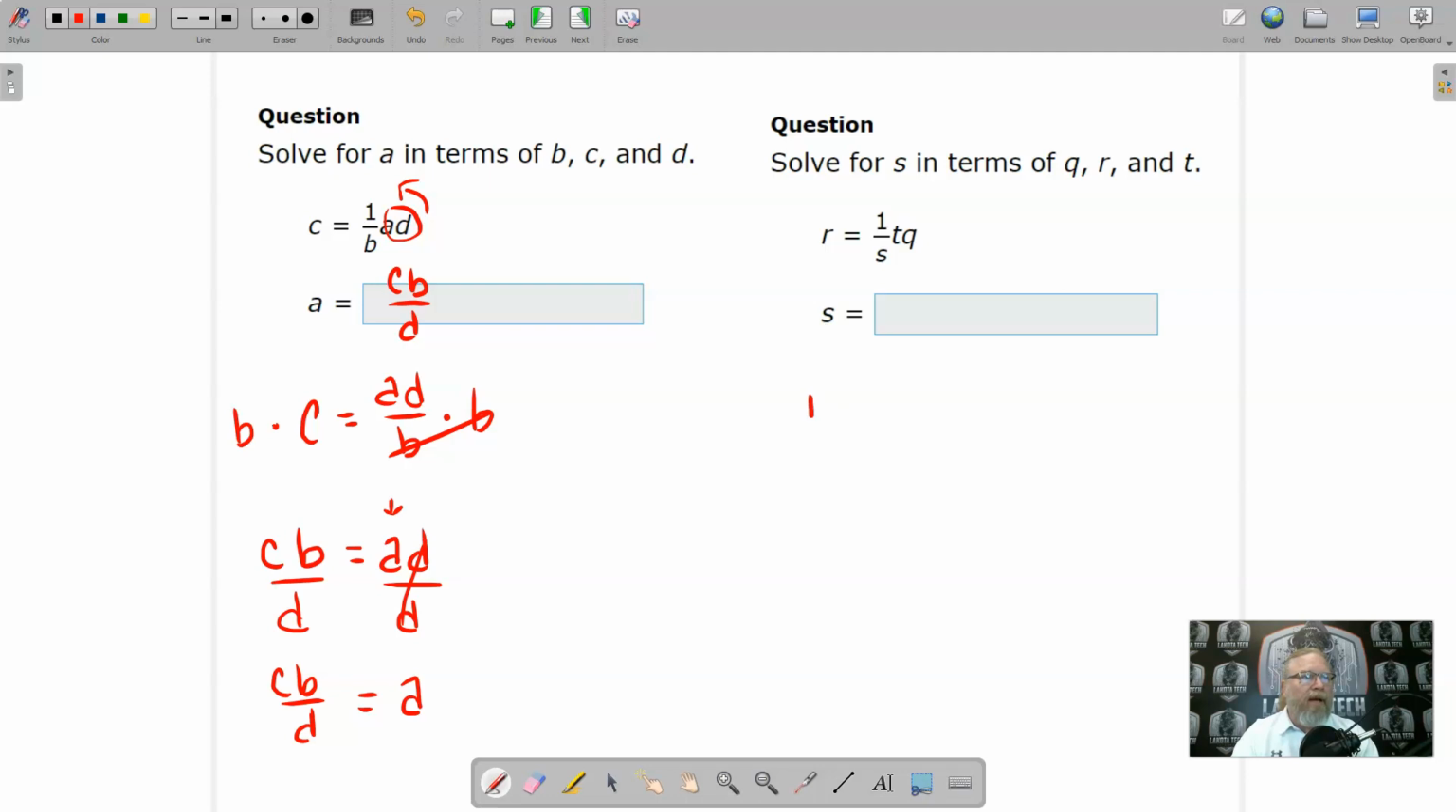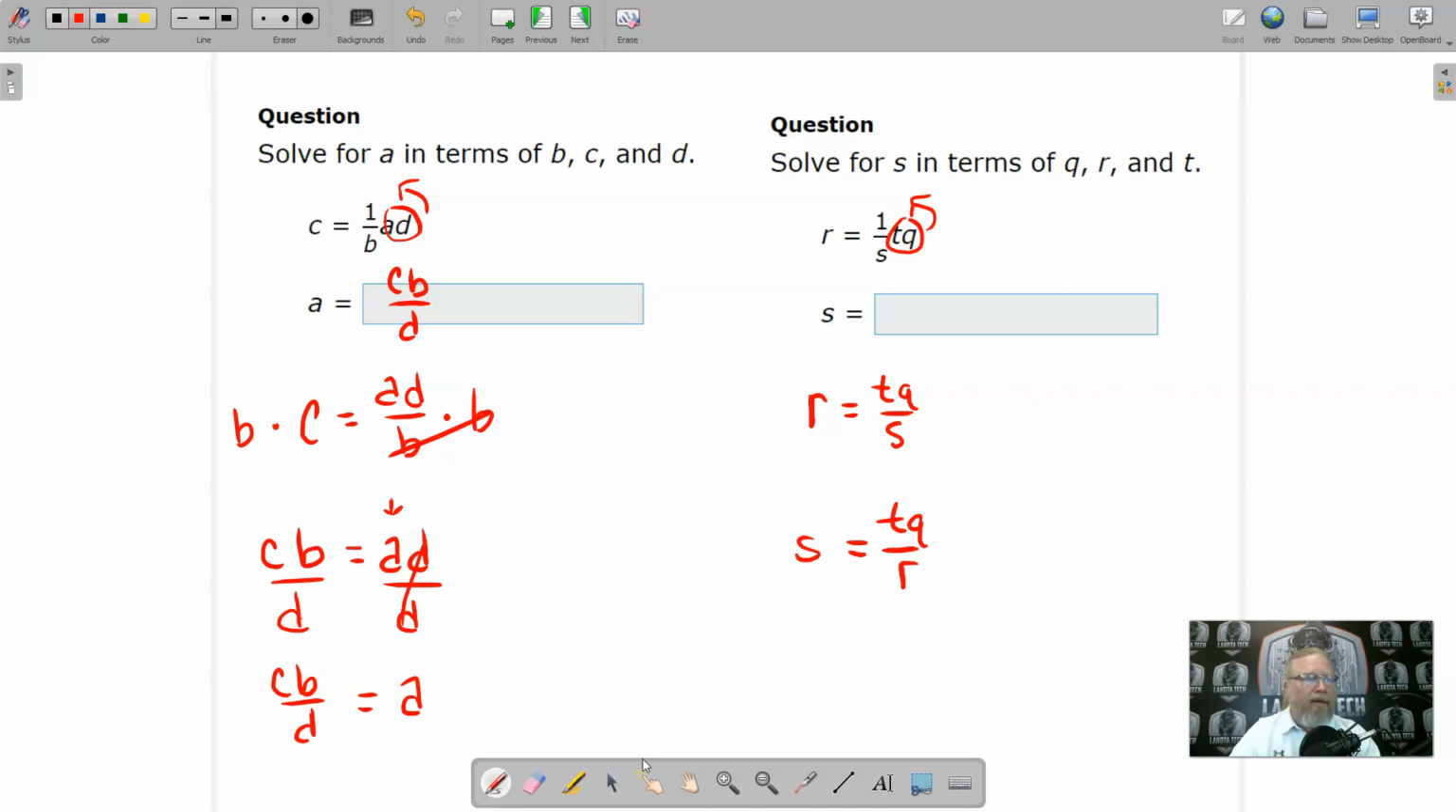On this one here, we have R equals, and I'm going to take the TQ and put it up there in the numerator. 1 times TQ is TQ. And I still have S for the denominator. Now this is where we can use that shortcut. They want us to solve for S, right? S indeed is the denominator. So I can rewrite this TQ, and now I'm going to switch the R and the S. The S is going to go here, the R is going to go there.